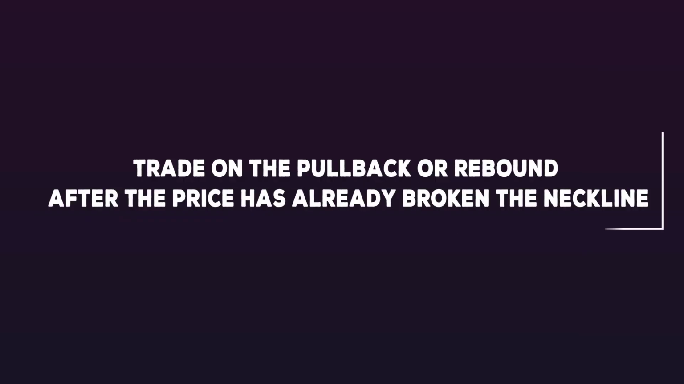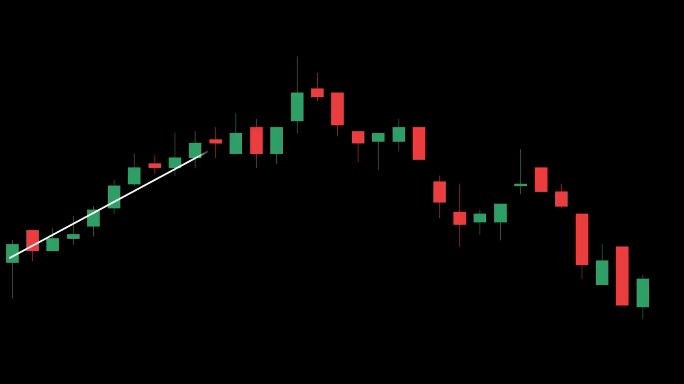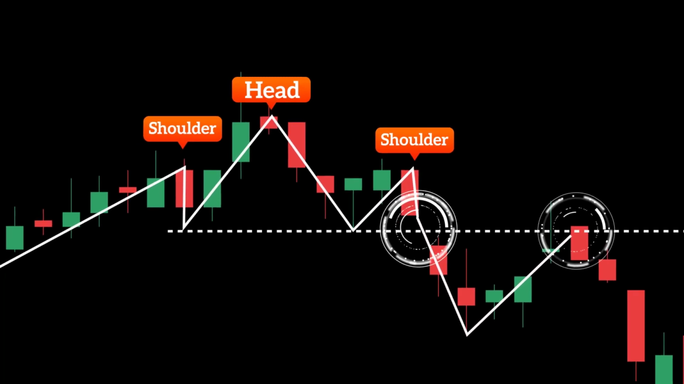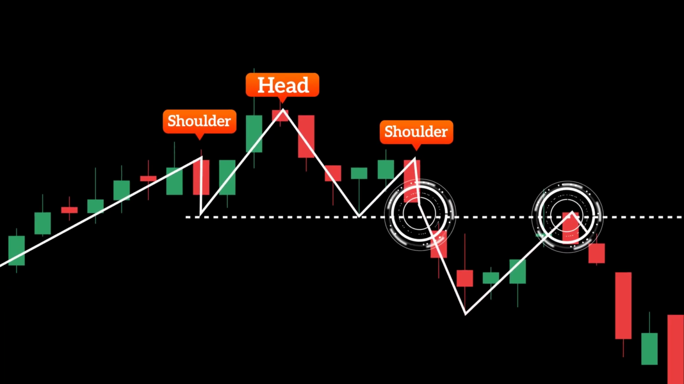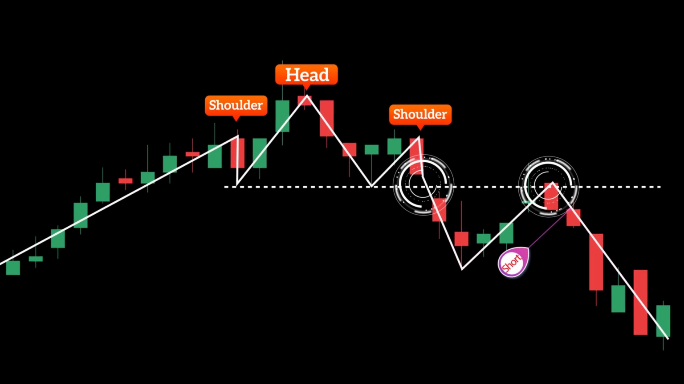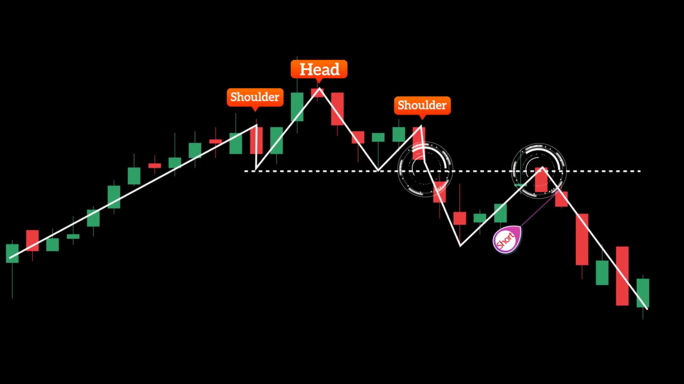We move on to the second method, which involves a head and shoulders pattern. After the price breaks the neckline, instead of entering a trade immediately, as in the first method, we wait for a pullback toward the neckline before executing the trade. The same applies to the inverse head and shoulders pattern. After the price breaks above the neckline, we wait for a retracement before entering the trade.